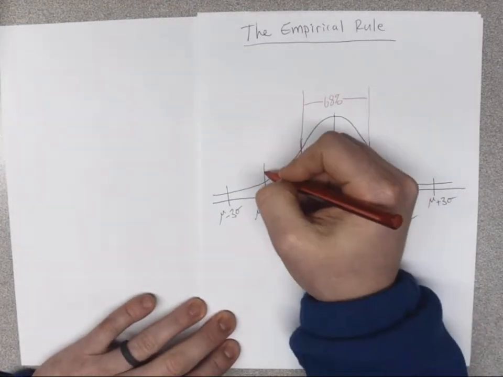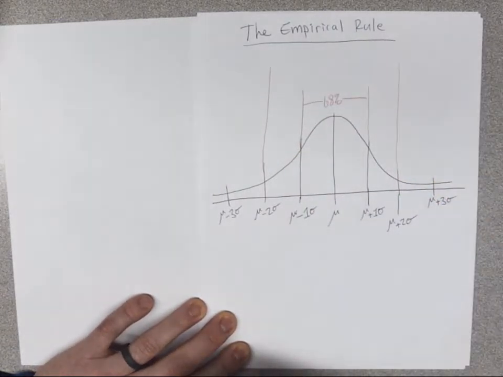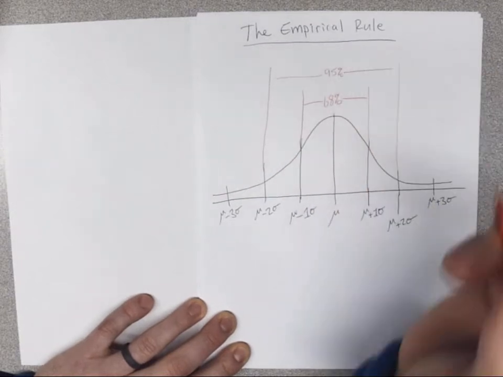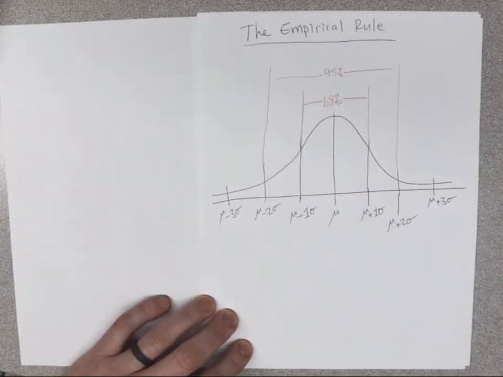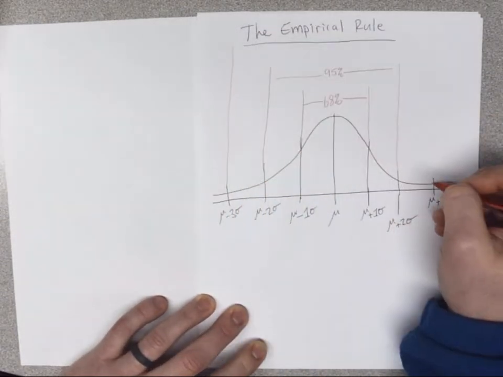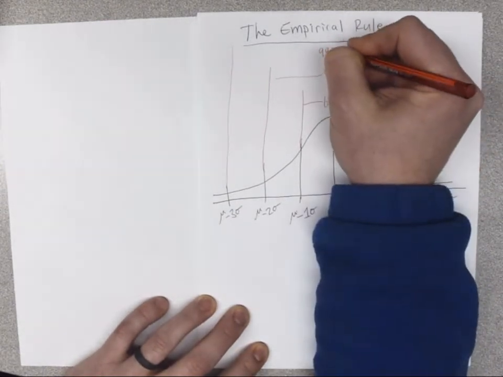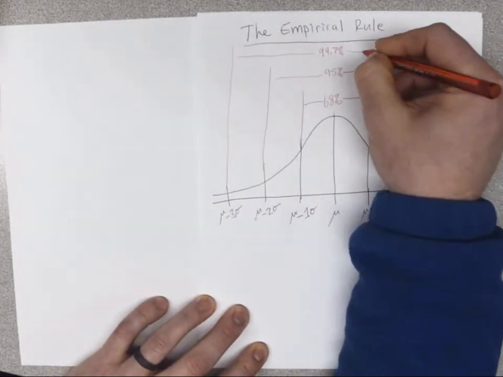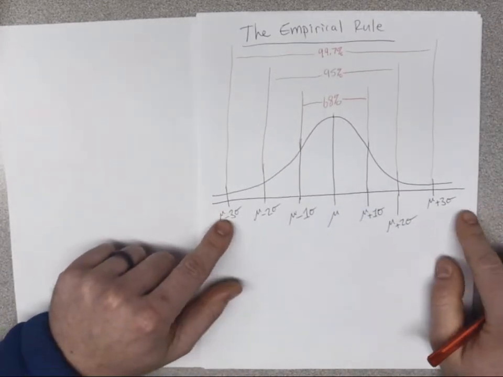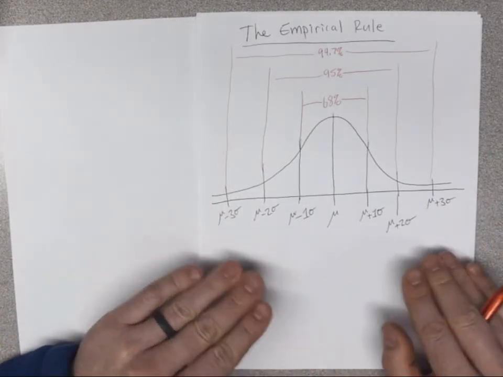And we can extend that further. We can go out to plus or minus 2 standard deviations. And we can say 95% of all observations lie within plus or minus 2 standard deviations. And going out to 3 standard deviations, we can say that 99.7% of all observations will lie between plus or minus 3 standard deviations. So only 0.3% will lie outside of this range. So that's why we only focus on these.